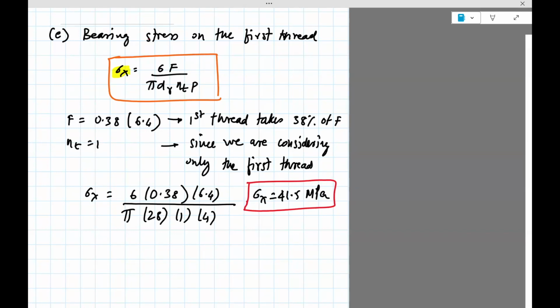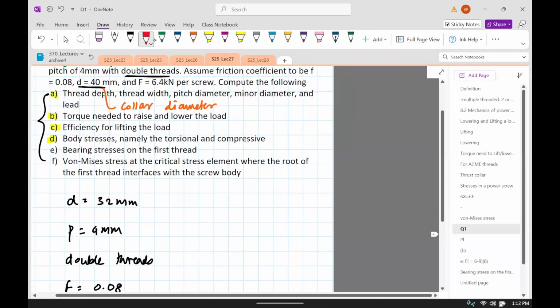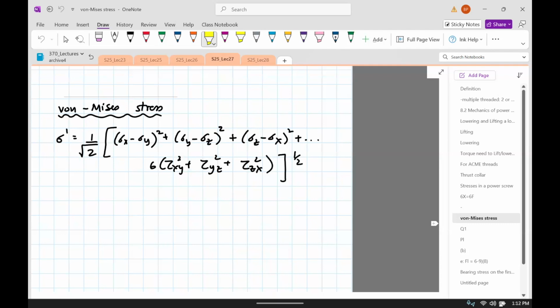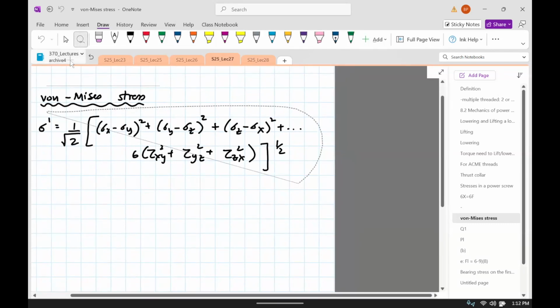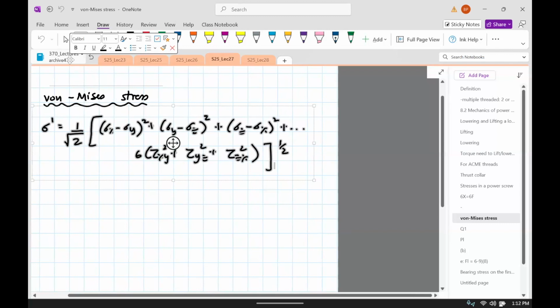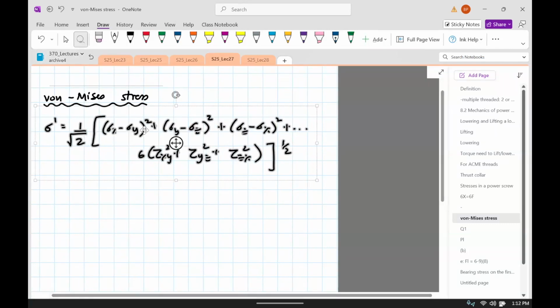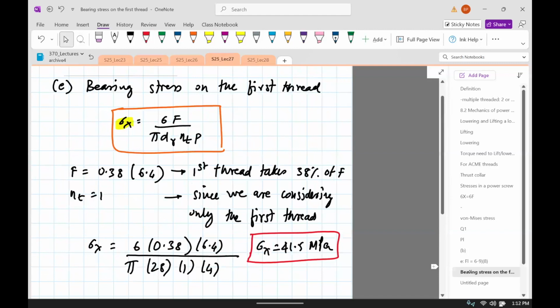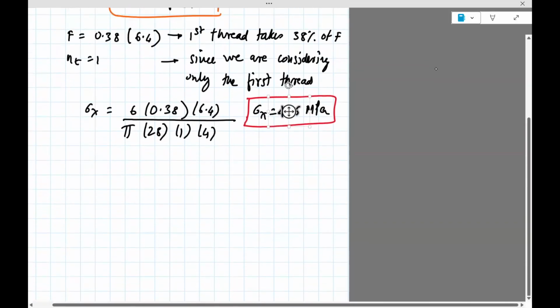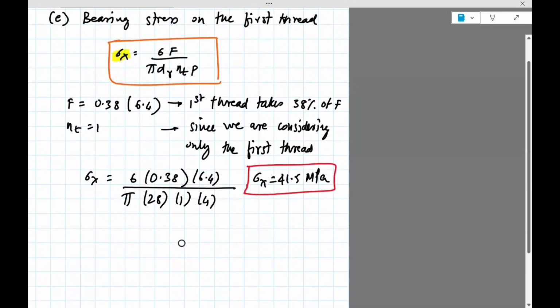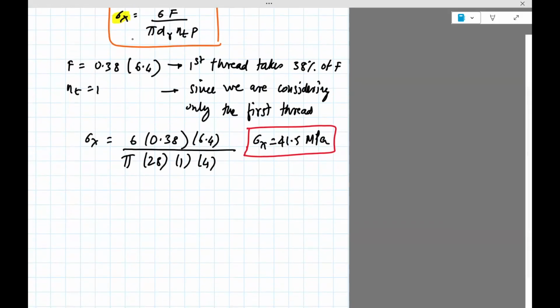Okay, we're almost done. So this is part E. Part F, von Mises stress at the critical stress element where the root of the first thread interfaces with the screw body. So to find the von Mises stress, we have this formula. If you want to write it. Okay, so part F.